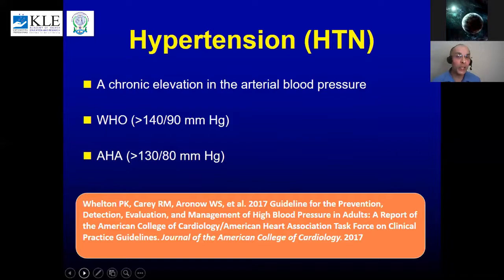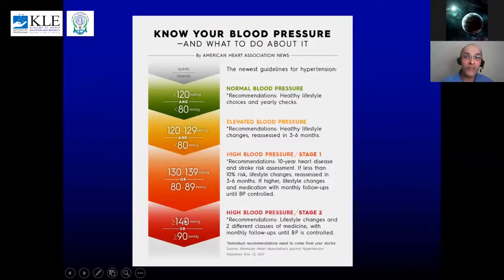All right, so really, as you all know, hypertension is defined as a chronic elevation in the arterial blood pressure. And most of the world defines hypertension as a blood pressure greater than 140/90. Now, in the United States, we like to be a little different. So in November 2017, the American Heart Association changed the guidelines. We always, in the United States, defined hypertension as a blood pressure greater than 140/90. But in 2017, the American Heart Association changed the guidelines to defining hypertension as a chronic elevation in the blood pressure greater than 130/80.